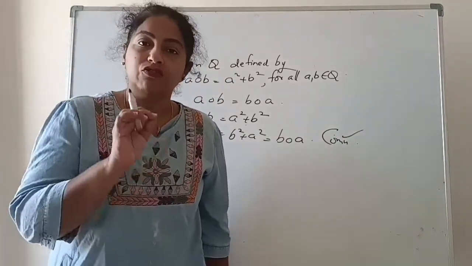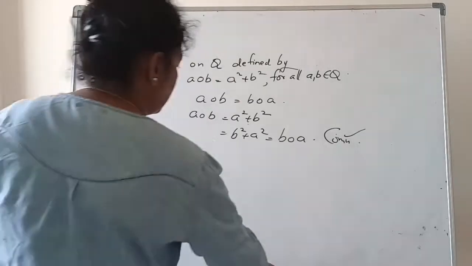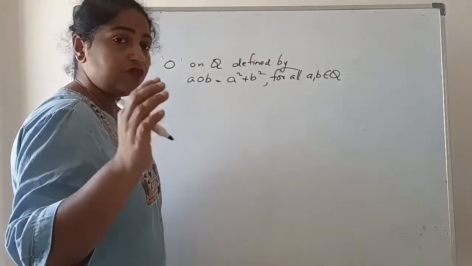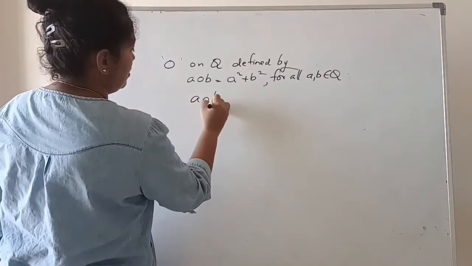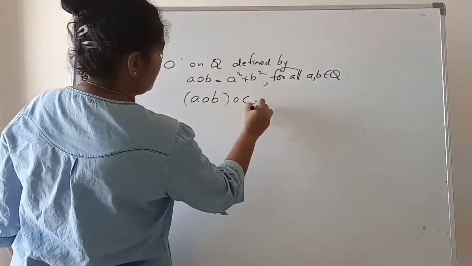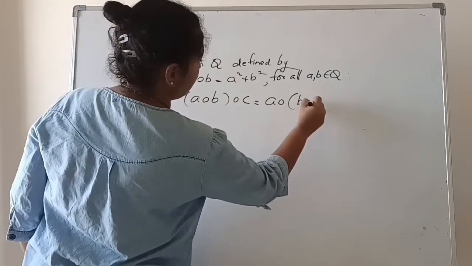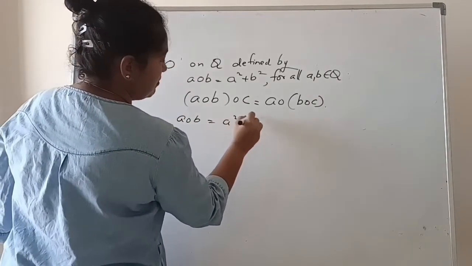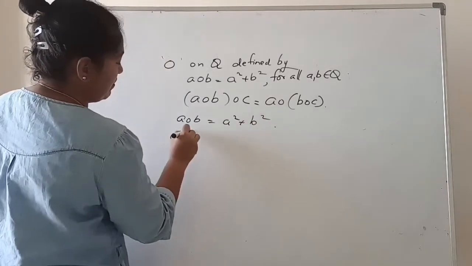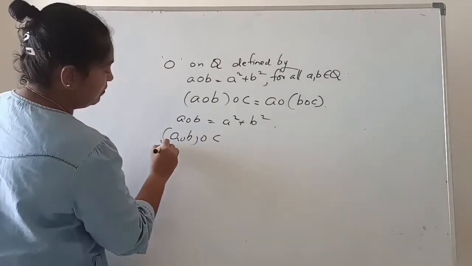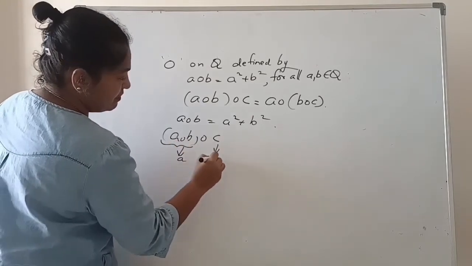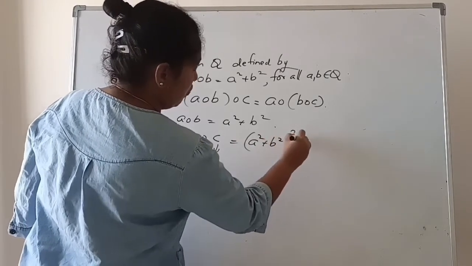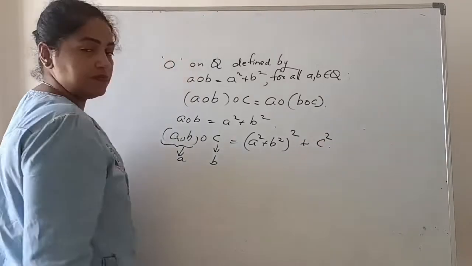Okay. Now, let us check the associativity of the given binary operation. What is the condition for associativity of binary operation? A binary B binary C is the same as A binary B binary C, with the brackets placed differently. Now, what is A binary B? A square plus B square, right? So, what is (A binary B) binary C? Now, this is my A and this becomes my B, correct? So, this is equal to A square plus B square, the whole square plus C square.